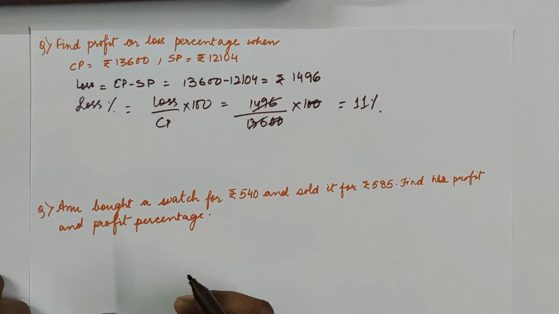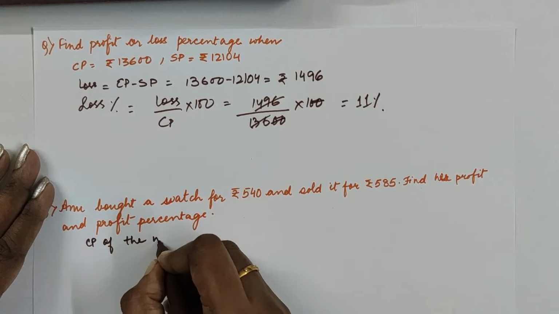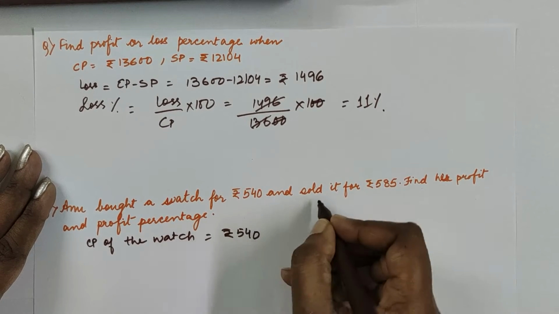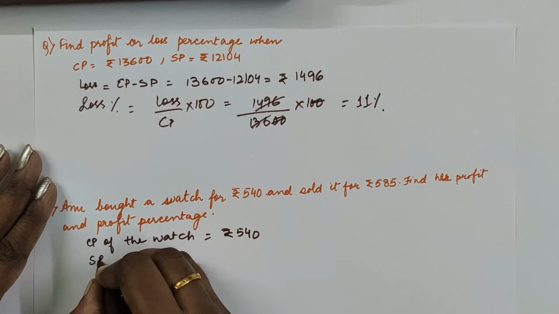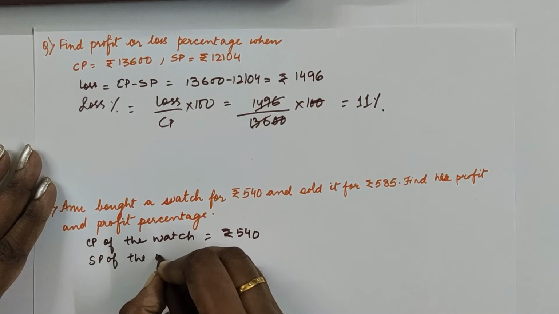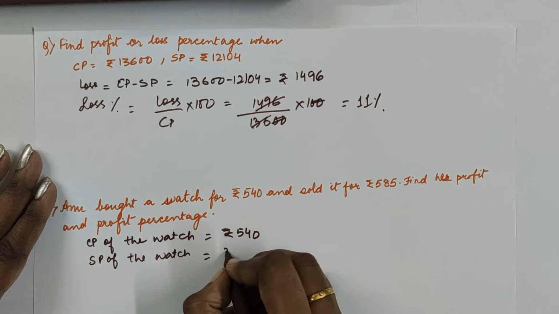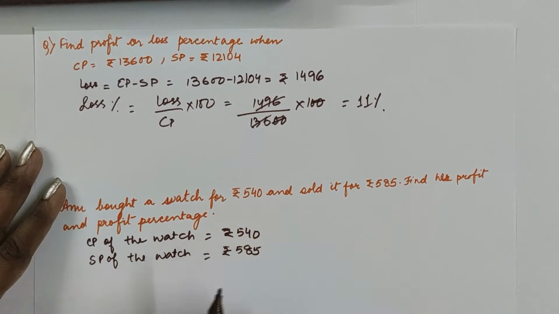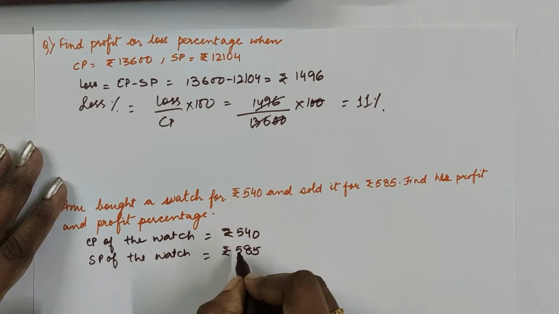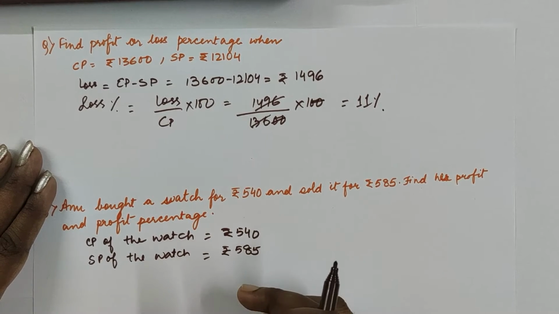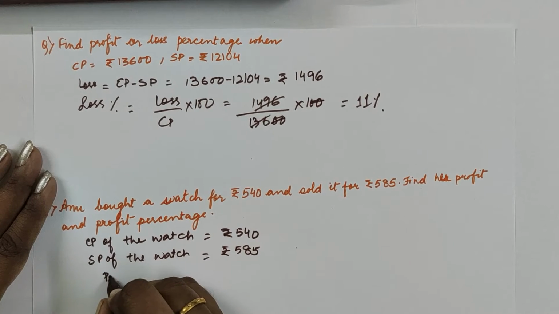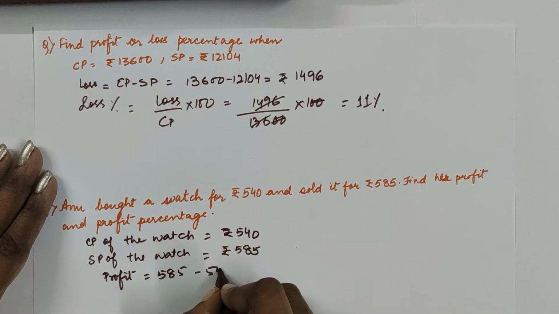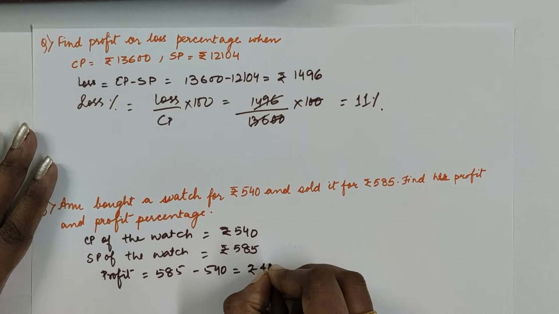Similarly, Anu bought a watch for rupees 540. So she has bought the watch for rupees 540, and sold it for, that is the selling price of the watch for Anu, rupees 585. So find her profit and profit percent. So this is directly telling you it's a profit, as you can also see that the SP is more. So the profit is equal to 585 minus 540, which is equal to rupees 45.